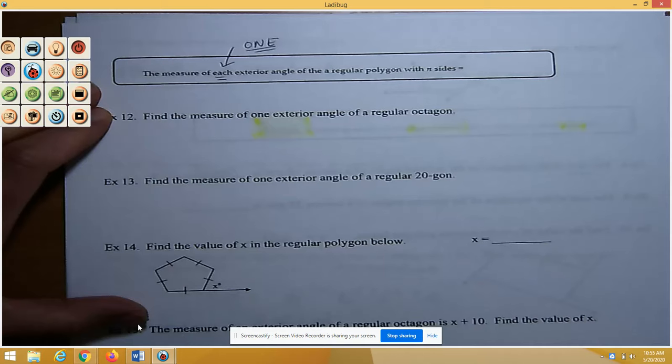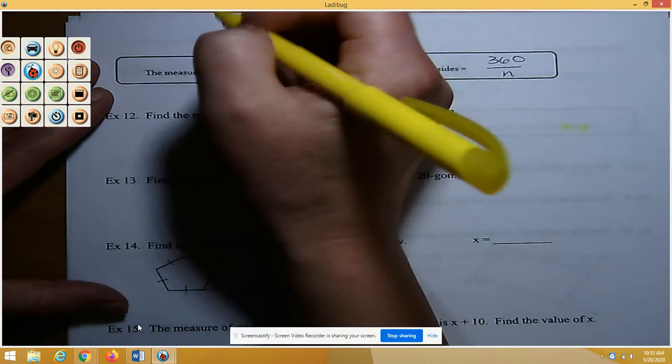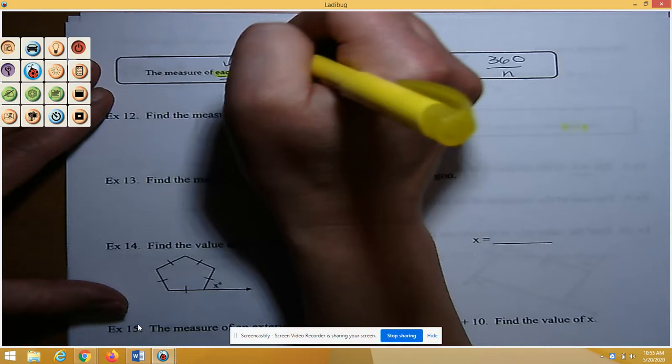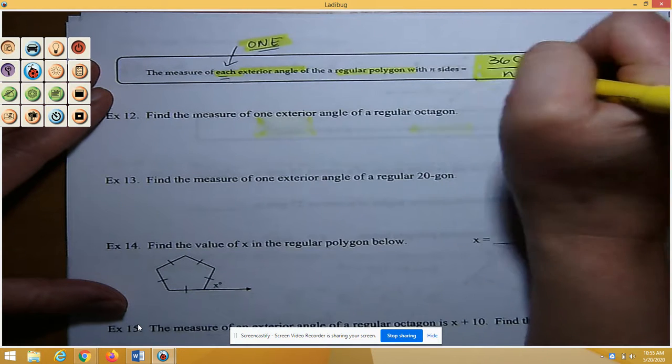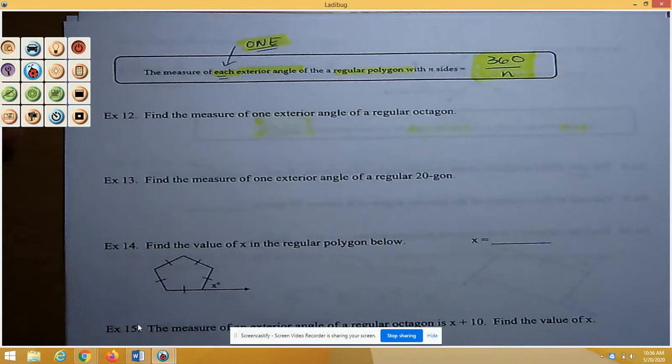So I'm going to highlight that. Each or one exterior angle has to be regular. We're going to do 360 divided by n. So for the exterior angles, the formulas are a little bit simpler. Just remember the sum is 360. Anytime you want one angle, interior or exterior, you just divide by the number of sides, which is n.